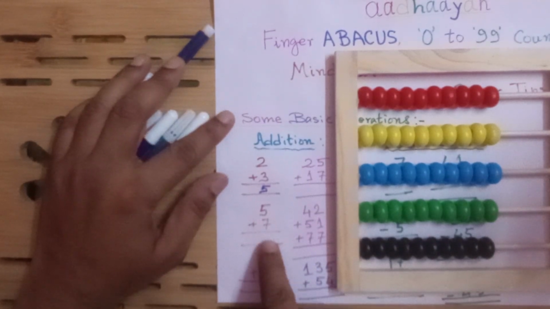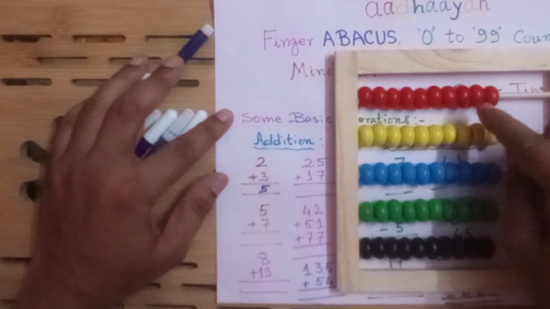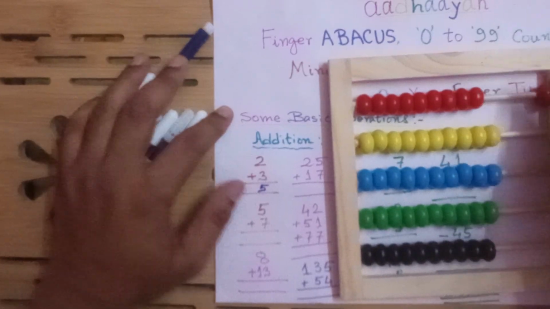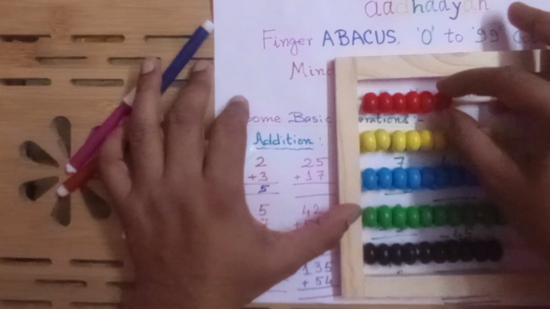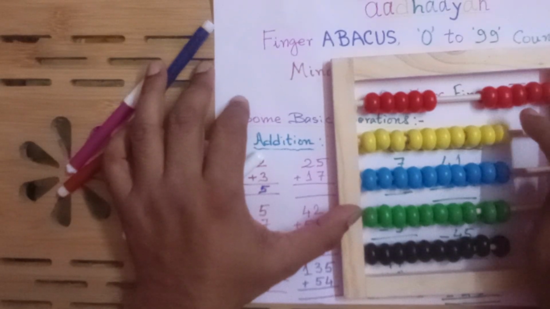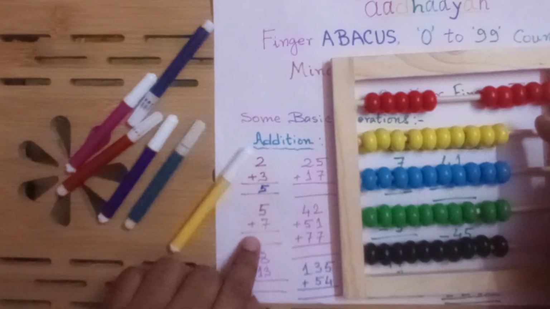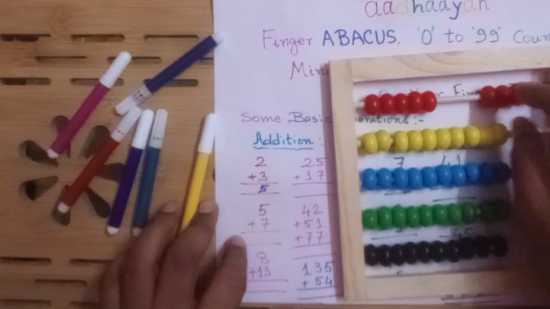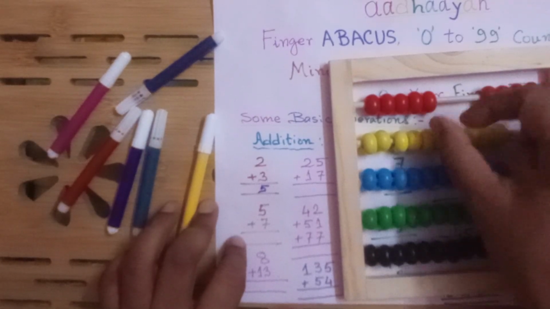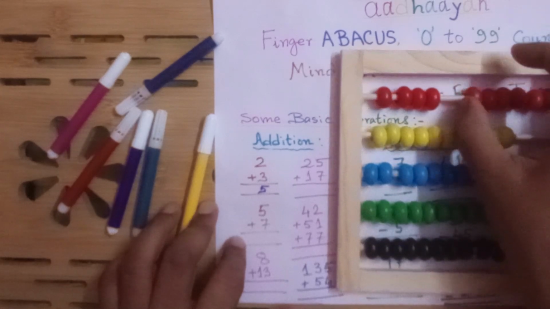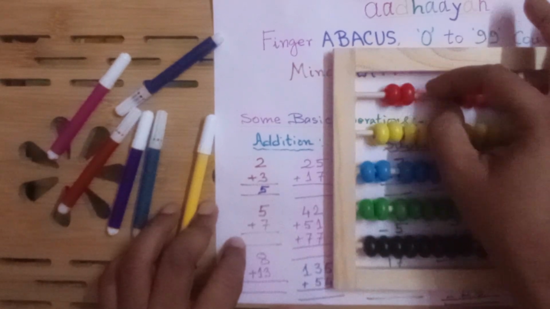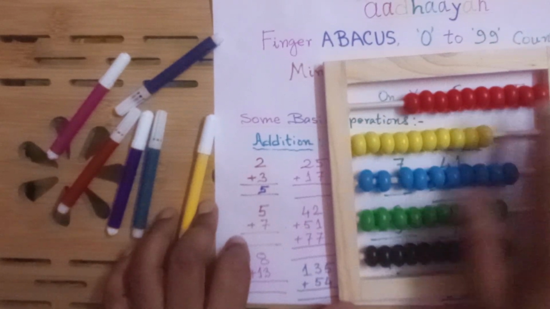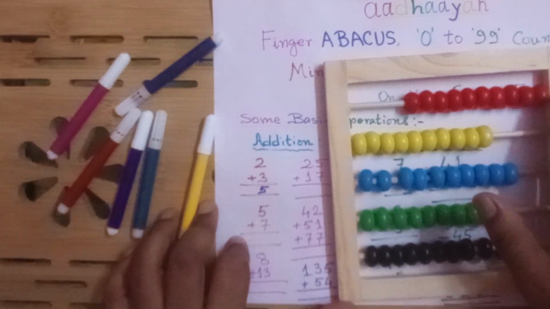The next one, 5 plus 7. So with this abacus, beads first of all 5: 1, 2, 3, 4, 5. After that, 5 plus 7. So another 7. We have taken 5 already. Then another 7: 1, 2, 3, 4, 5. So all the 10 beads are completed for the first one, unit position.